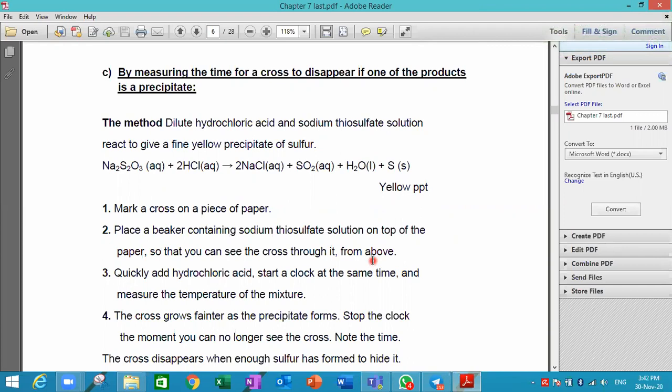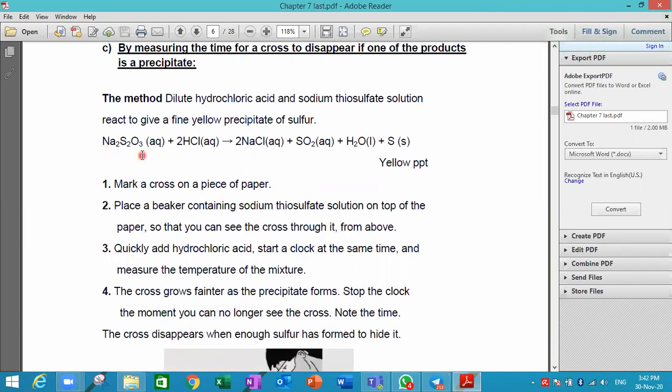So, for example, if we take this reaction, sodium thiosulfate plus hydrochloric acid gives sodium chloride plus sulfur dioxide plus water, and sulfur, a yellow solid precipitate, is formed. Here we have sodium thiosulfate reacting with hydrochloric acid to form sodium chloride aqueous, sulfur dioxide aqueous, water liquid, and sulfur is a yellow solid that's going to be formed. So if we have such a reaction, how are we going to study the rate of such a reaction?